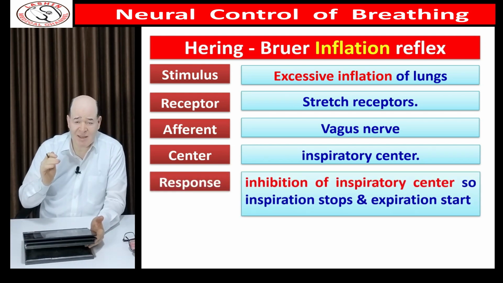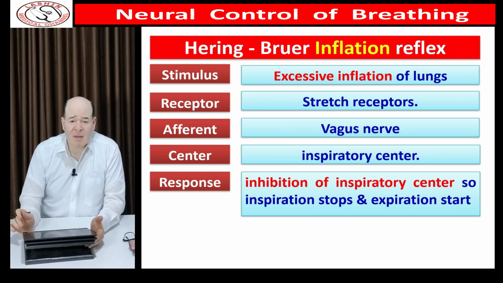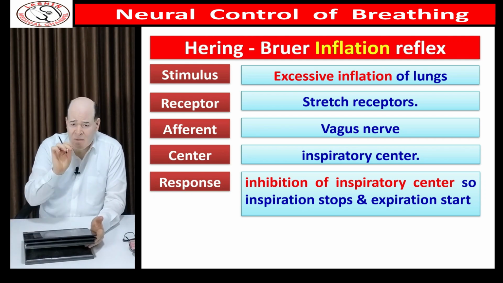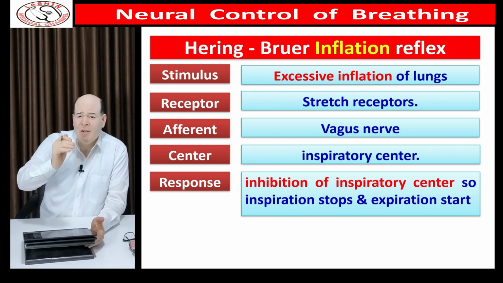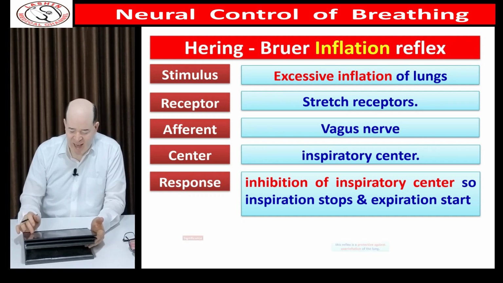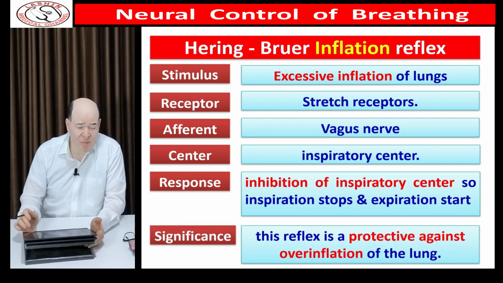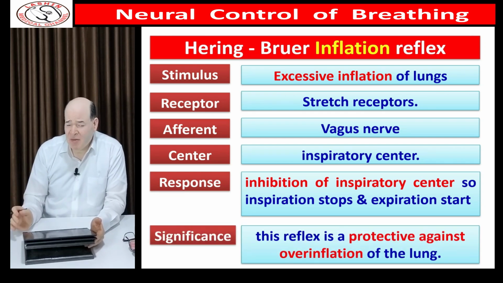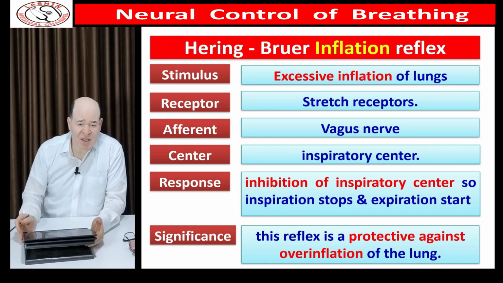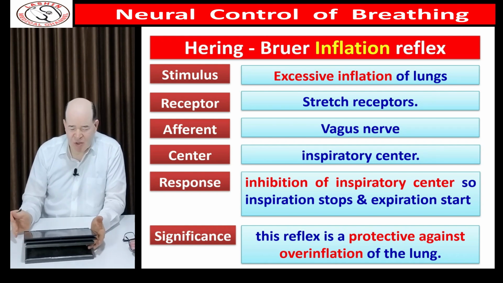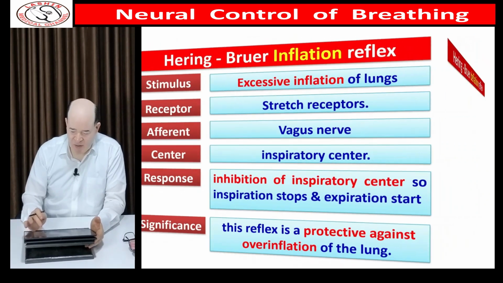The response is that these impulses go to the inspiratory center, which is active at this moment, and inhibit it. So the strong inspiration stops and the expiration starts. This reflex is significant because it protects the lung against overinflation, which may cause rupture of the lung alveoli.